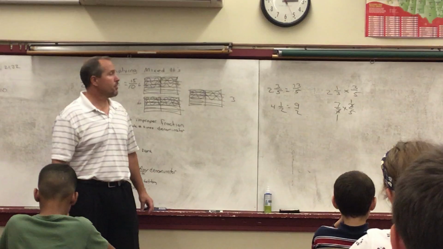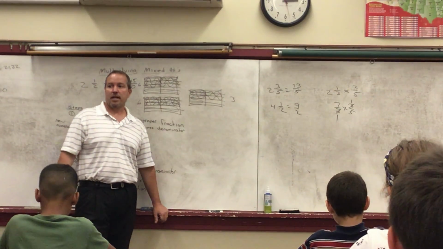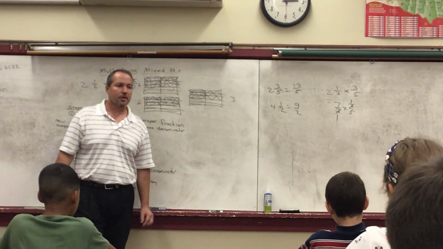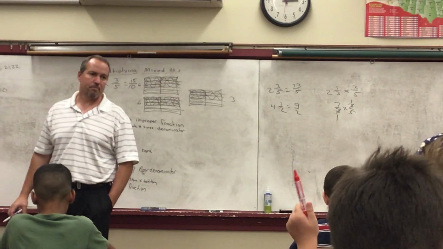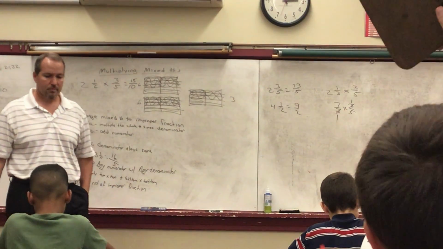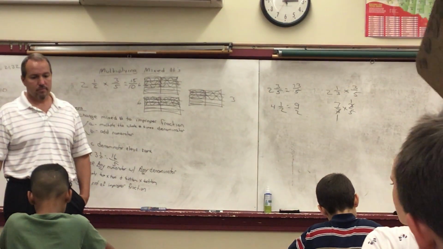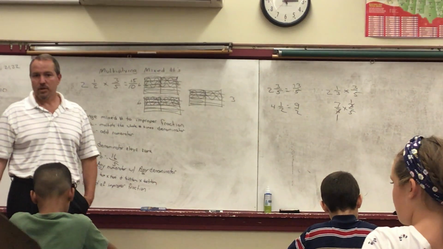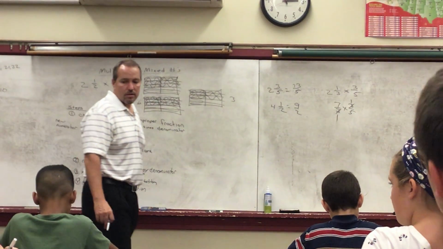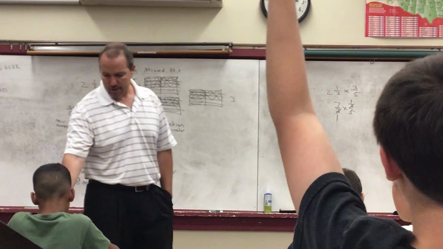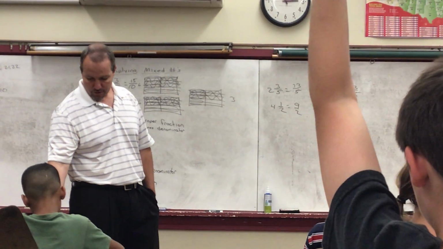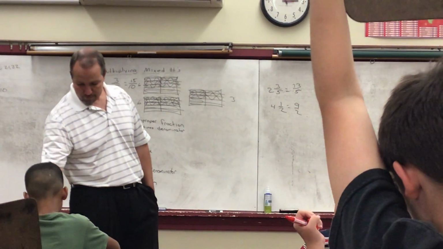Is there anything else we can reduce? Anything else? Nope. So now you're going to multiply. Go ahead and multiply them. There's no need to rewrite it. Just write it here. This 3 became a 1, right? So now what?